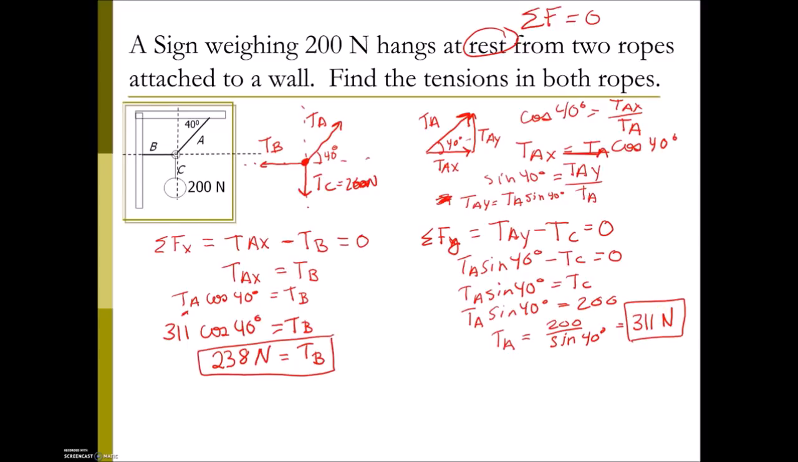All right, so we got TA and we got TB. Two unknowns, one problem. But notice we had to do two different equations to get it. And anytime you have two unknowns, you're going to need two equations.